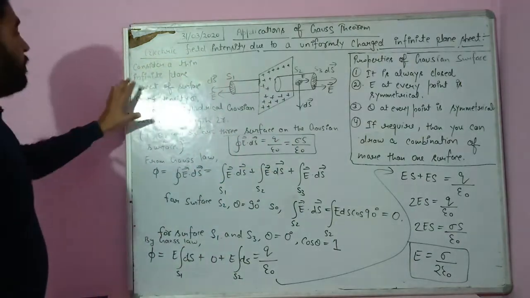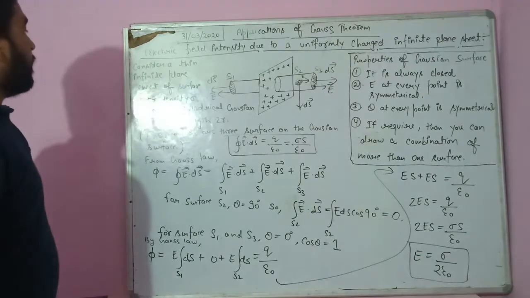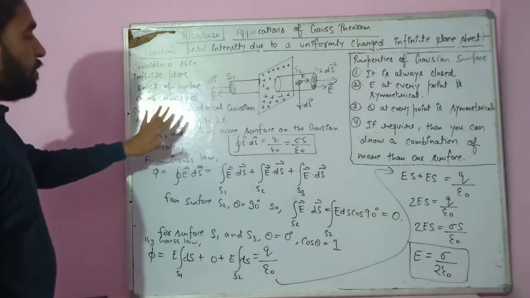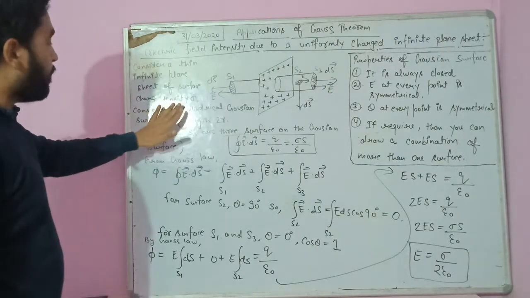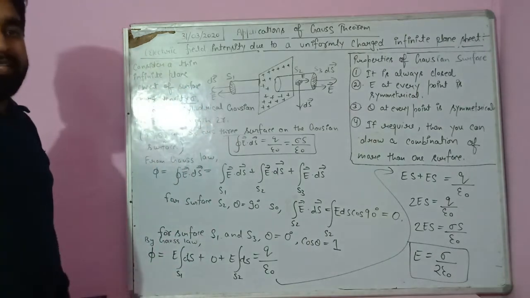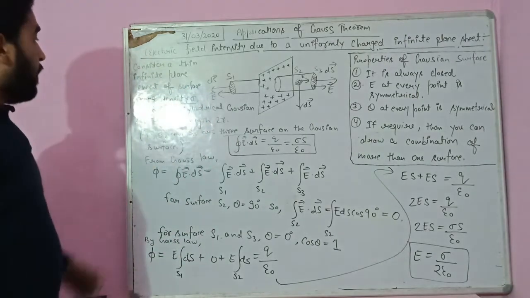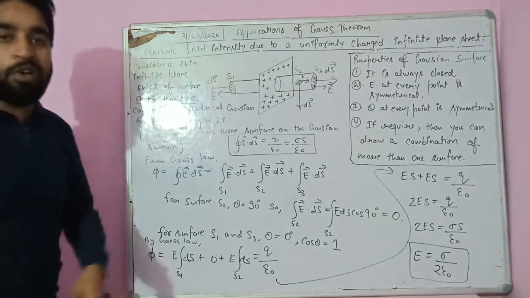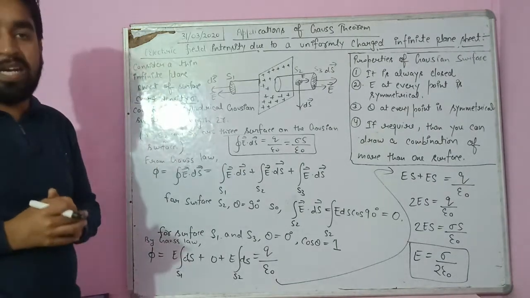Now students, this is what I have written in the theory. Consider a thin infinite plane sheet. You understood this? Okay, of charge density sigma. What is this charge density? In the previous class we have already studied about linear charge density.